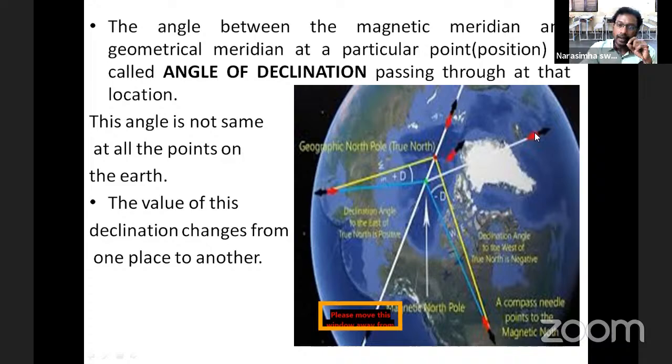So if you observe this magnetic north pole, all the magnetic north poles are attracting towards the magnetic north only. They are not attracting towards the geometrical north. They are pointing towards the green color. See, all are pointing towards the green. Have you observed? So this is the magnetic north. But geometrical north is here, red and white.